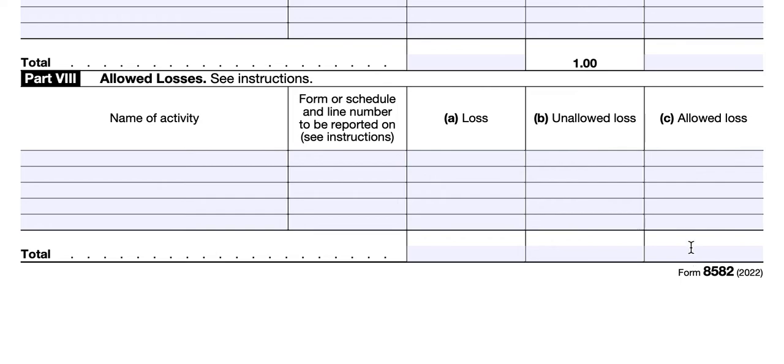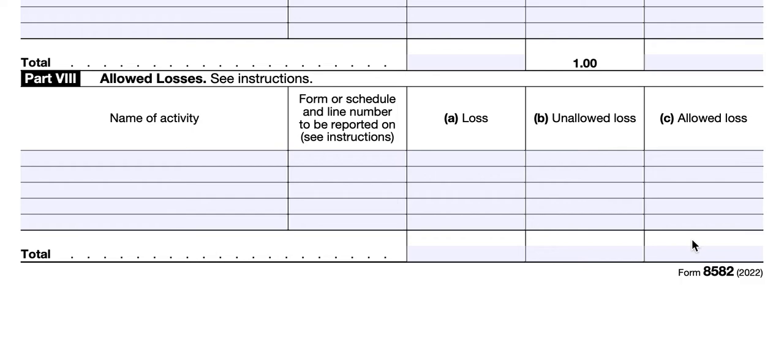So you'll enter the name of the activity, the form and schedule and line number, the loss, the unallowed loss, and then the allowed loss. So for column A, you'll enter the net loss plus the prior year unallowed loss for the activity, which you will figure by adding columns B and C of Parts 4 and 5 and any prior year unallowed CRD included in Part 1, line 3.